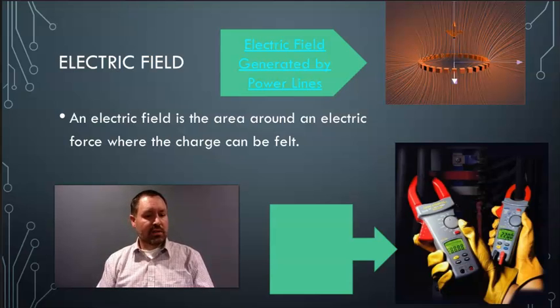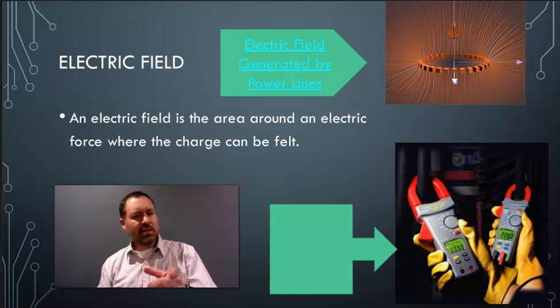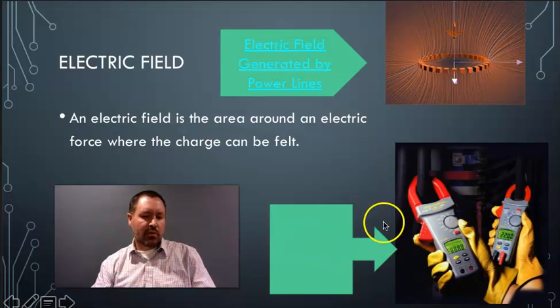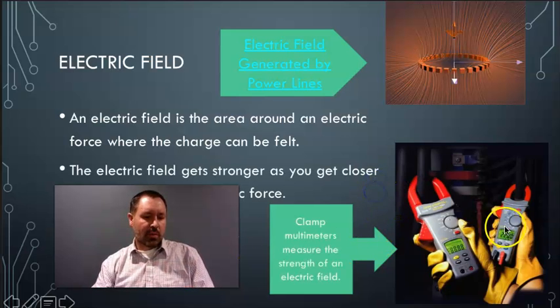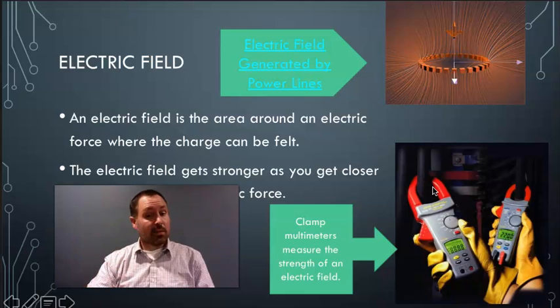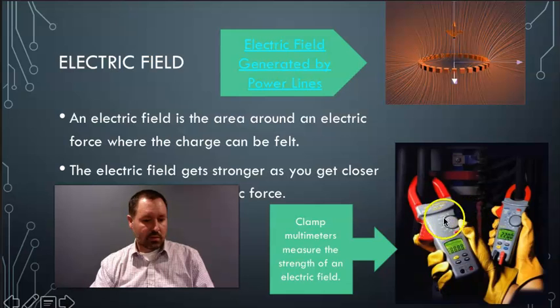So an electric field is an area around an electric force where a charge can be felt. Hey, that has a lot to do with light, doesn't it? Because a moving electric field creates magnetism, and a moving magnetic field creates electricity. Well, if you look at this picture down below here, they've got clamps on these multimeters. As the electricity is flowing through, it makes a magnetic field. You can measure that magnetic field with one of these little clamps, these multimeters, and it's going to tell you how much electricity is flowing.